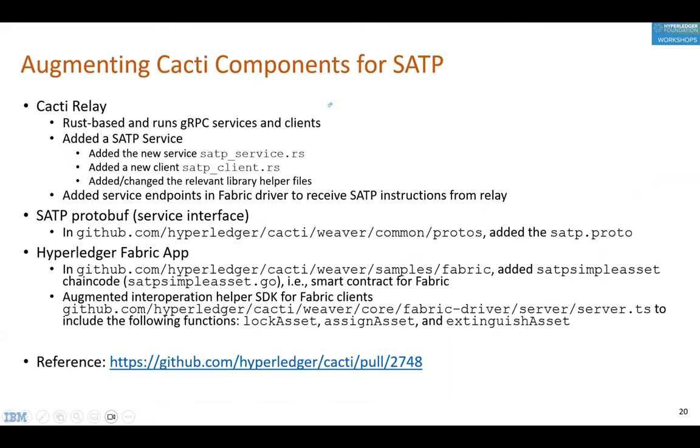So we augmented various Cacti components for SATP for this. The Cacti relay, as I mentioned, is based on Rust and runs gRPC services and clients, and we added a new service to that. We also created some service endpoints in the Fabric driver so that the relay can tell the Fabric driver to go submit a lock transaction, go and do a mint, go and do an assign, and so on. It's to receive SATP instructions from the relay. This part is not in the specs yet, but we were able to do it using pre-existing mechanisms for how a driver and a relay communicate with each other.